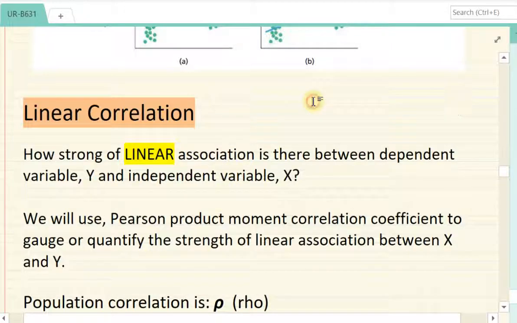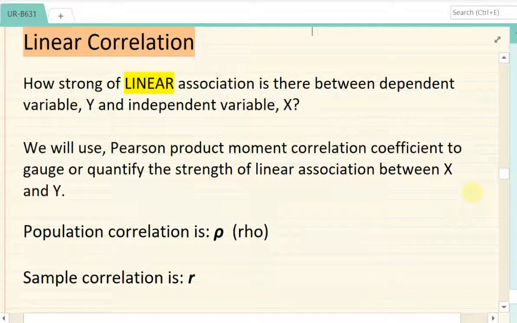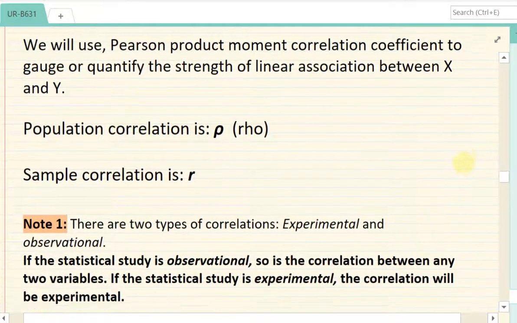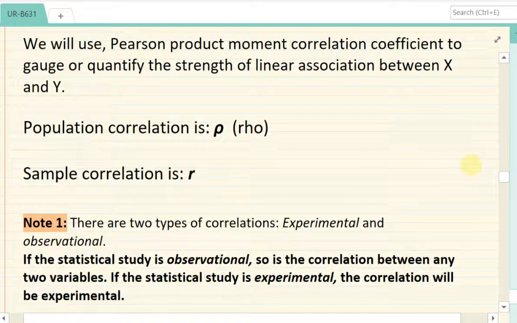Now, if we do this for the population, which we seldom if ever do, the population correlation is rho, the Greek letter rho, and the sample correlation is R. Okay, so that's what those are. Now there's again a formula that you're not going to see for R, because Minitab will give that to us. Now here I have several notes. I think 3 notes here.